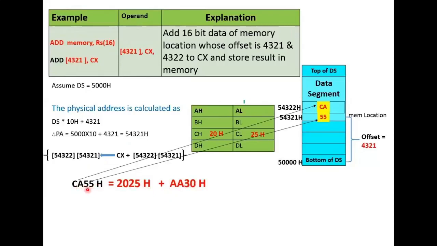In this result, 55 is the lower byte. That lower byte I am going to store in this lower memory location, and the higher byte is CA. This higher byte I am going to store in this higher memory location. Remember, always the higher memory location holds the higher byte, and the lower memory location holds the lower 8 bit value or lower byte. Okay.